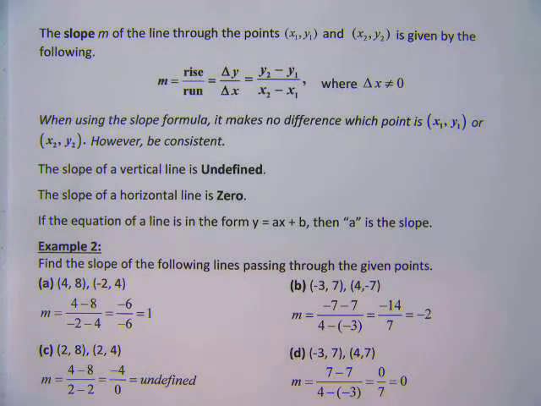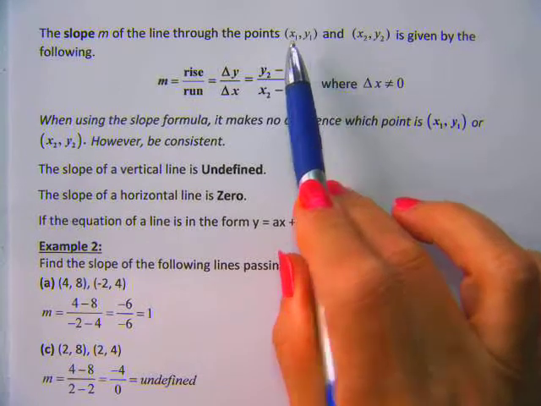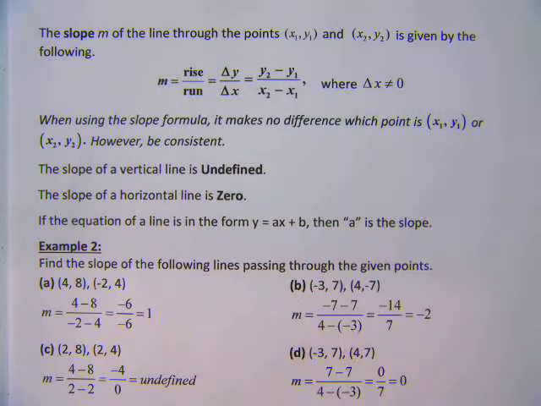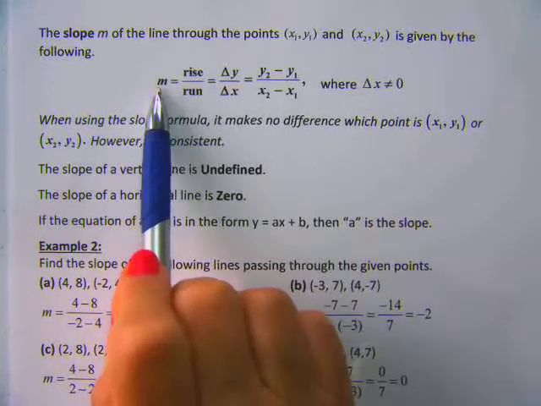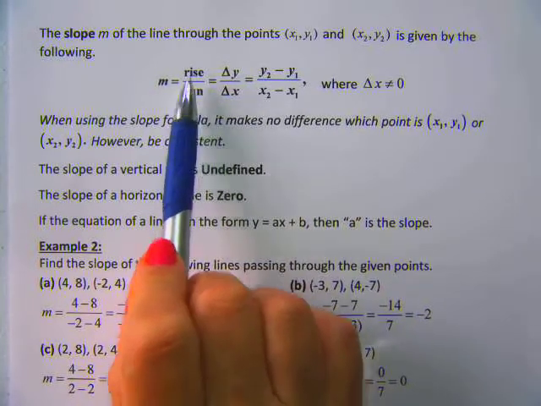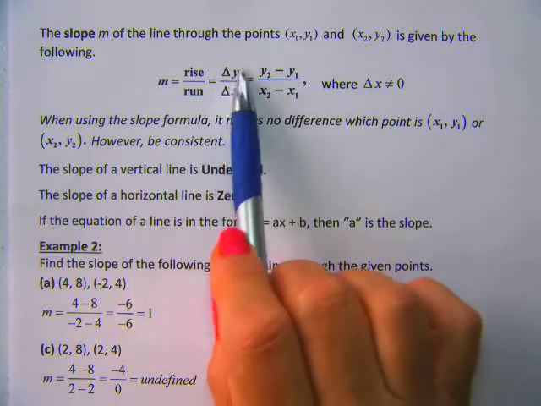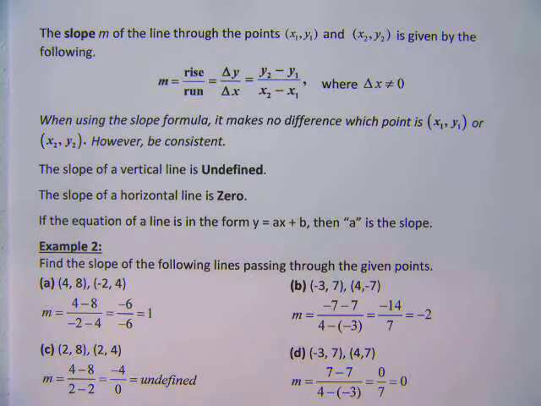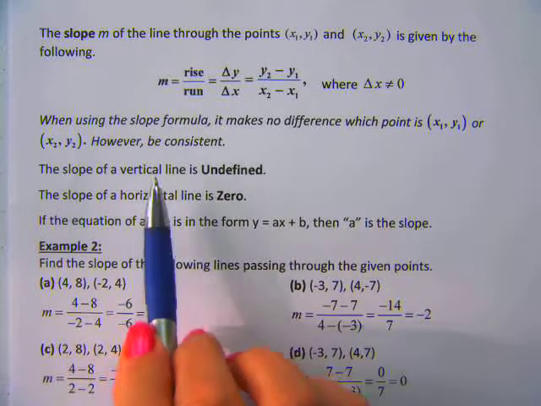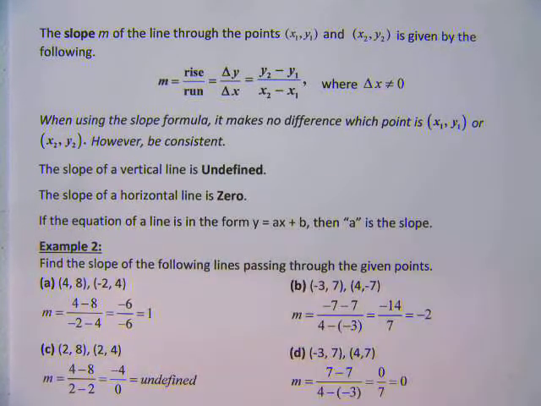The slope of a line that passes through 2 points x1, y1, and x2, y2 is given by what we call lowercase m, rise over run. What is rise over run? How much you go up by how much you go sideways. So it's the delta y over delta x, or the change in y over the change in x, or y2 minus y1 over x2 minus x1. It does not matter which point you call x1, y1 and which one you call x2, y2, as long as you keep the order. Okay? The slope of a vertical line is undefined, and the slope of a horizontal line is 0.